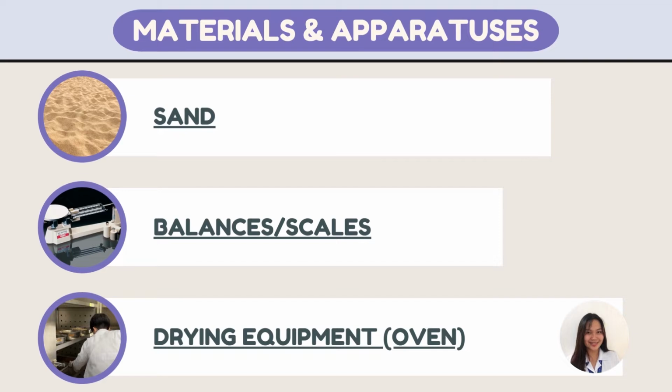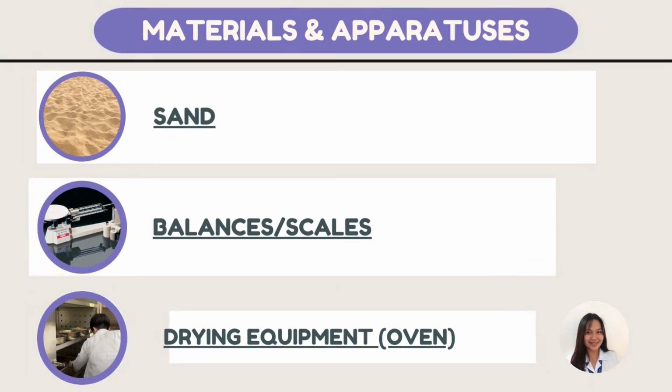Now, let's proceed with the materials. First up is the sand. The sand must be clean, dry, uniform in density and grading, uncemented, durable, and free-flowing. Next, balances or scales meeting specification D4753 with 5 grams readability or better, to determine the mass of sand and excavated soils.